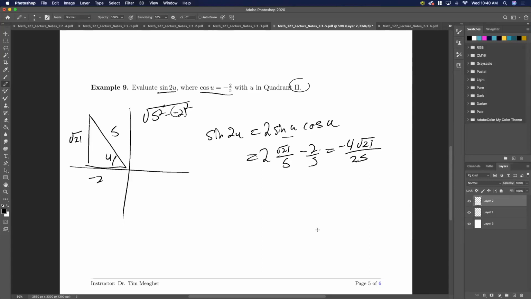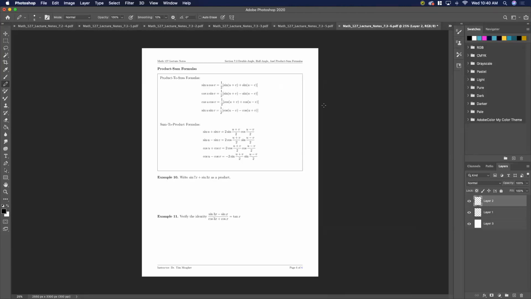All right, one last page, guys, and then we're done. So these are the product to sum formulas and sum to product formulas. I think I gave you one of these.